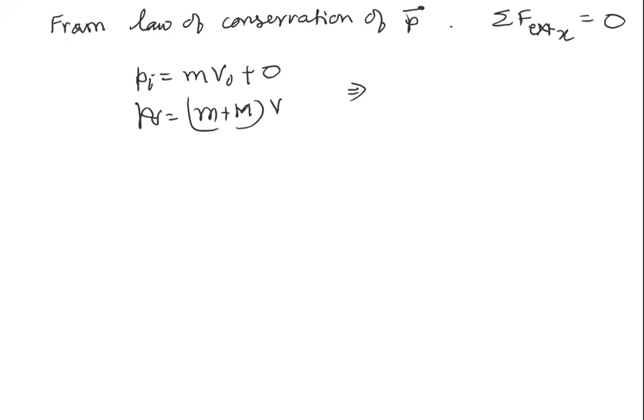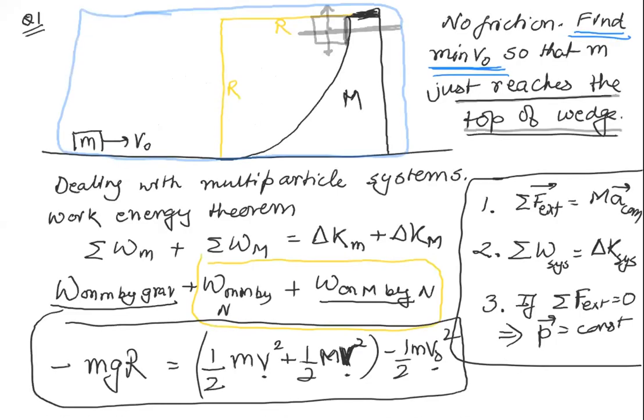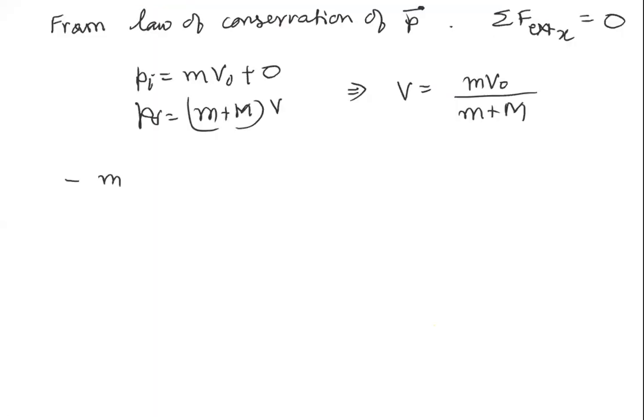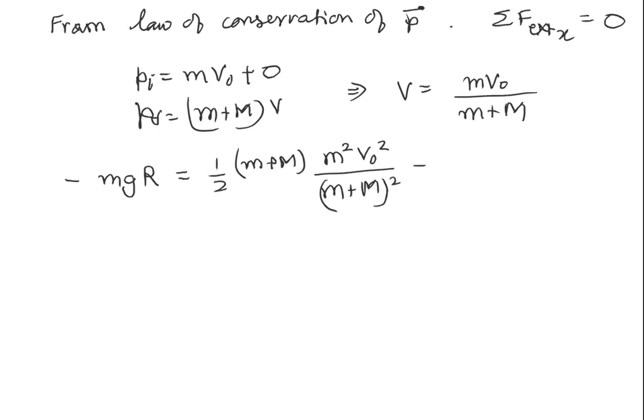No, I don't think so, this answer. Yes, put the value of v square in this, v naught. Yes, it is correct. This gives me v is equal to m v naught upon m plus M. So we get, we have to put it in the equation, minus mgR is equal to half m plus M into v square, which is m square v naught square upon m plus M whole square, minus half m v naught square.